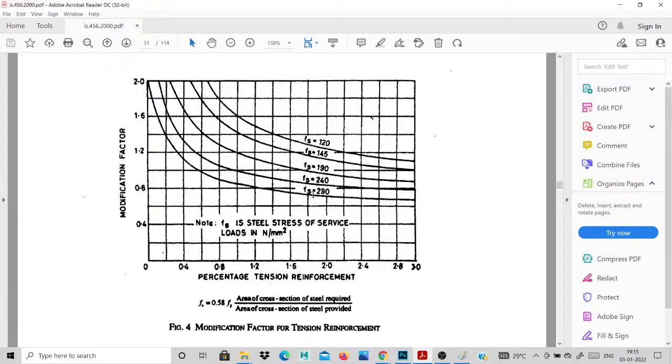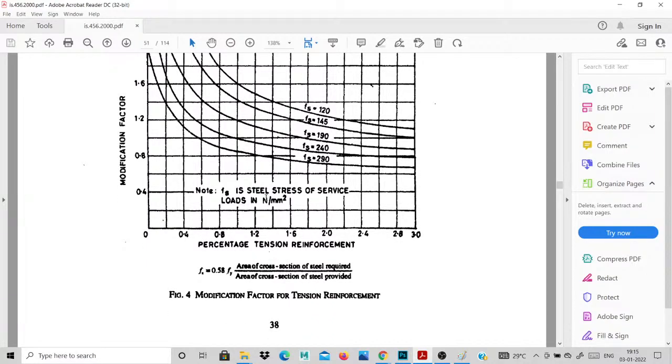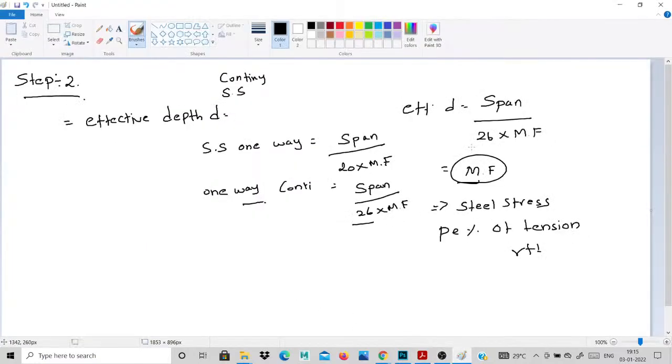You calculate the Fs. How to calculate the Fs, meaning steel stress? The Fs formula is 0.58 into Fy. I simply provide 0.58 into 415, and I calculate 240 Newton per mm square. Then how do you assume your tension steel percentage?